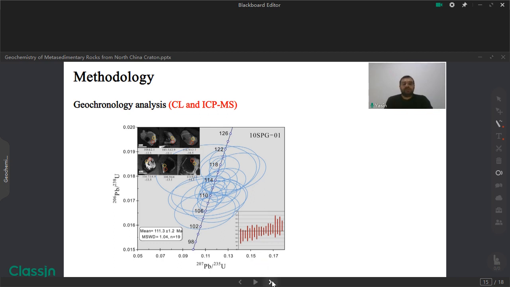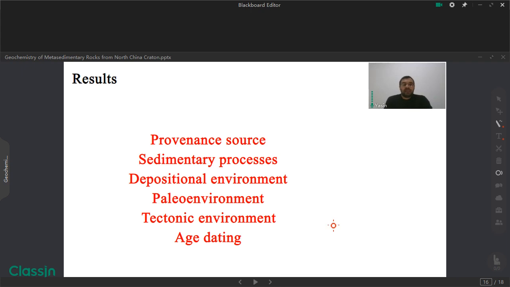Now, the results are incomplete because I'm still in the experimental phase of my process, so I don't have the exact information. So I will share what type of results I'm going to get. The source of provenance will be identified by my research, as well as sedimentary processes such as sorting, recycling, diagenesis, and weathering, and deposition environment, whether it was shallow marine, deep marine, or what type of environment it was.